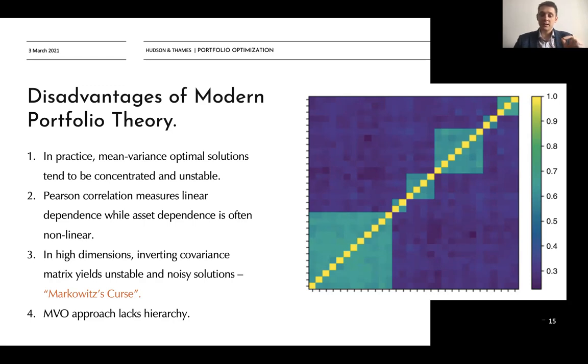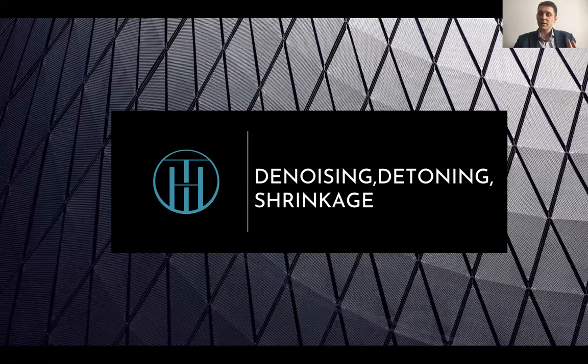But first, we need to understand how to solve the problem of noisy covariance matrices by applying denoising, detoning, and shrinkage techniques. So let's take a look at them.